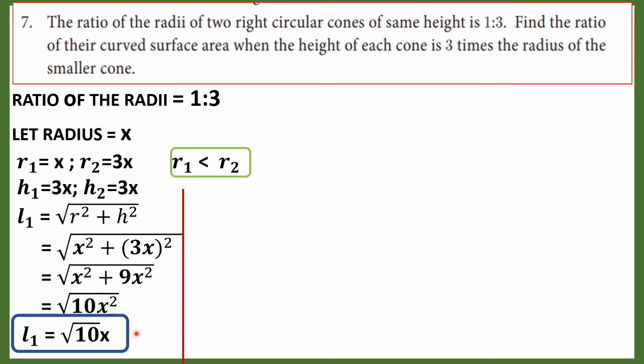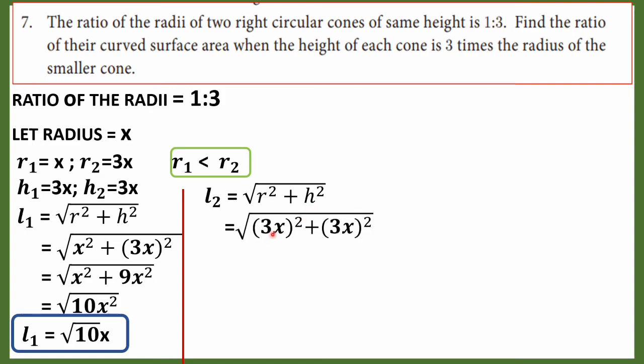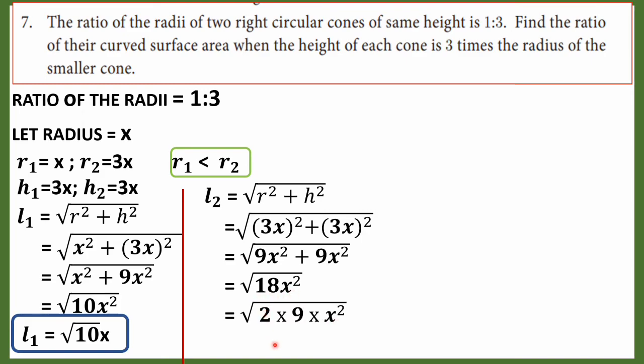Next, L2 equal to square root of r square plus h square. Substitute the values. 9x square plus 9x square, adding this 18 into x square. We write this 18 as 2 nines are 18. Taking the square root, for 9, 3, x square x, write root 2 as it is.